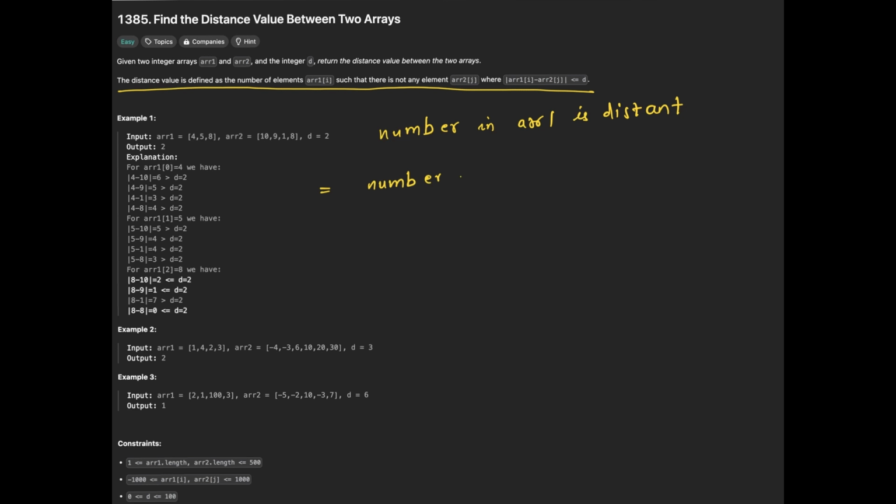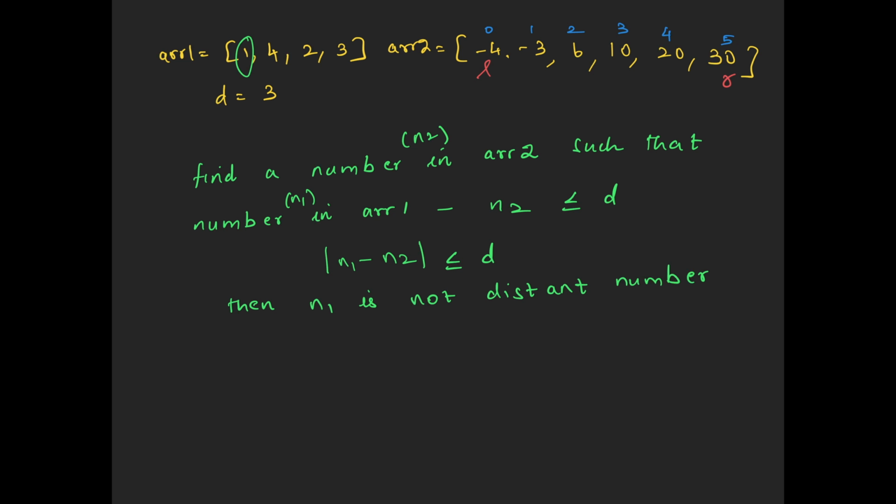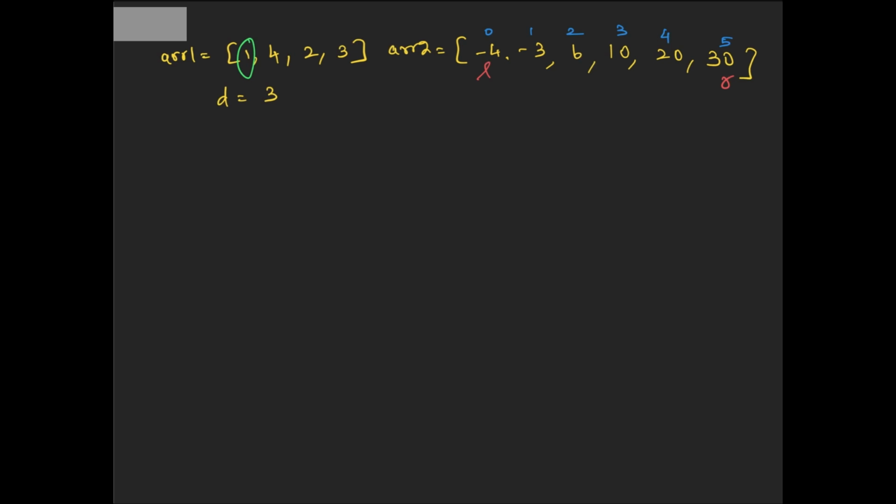Specifically, a number n1 from array 1 is considered distant if the absolute difference between n1 and any number n2 from array 2 is greater than d. So the idea here is as follows. For each number n1 in array 1, find if there is any number n2 in array 2 such that absolute difference between them is less than or equal to d. If such a number n2 exists, n1 is not distant. If no such n2 exists, n1 is considered distant.